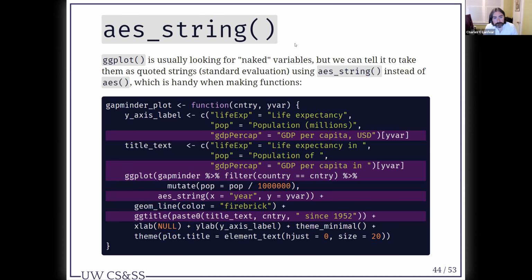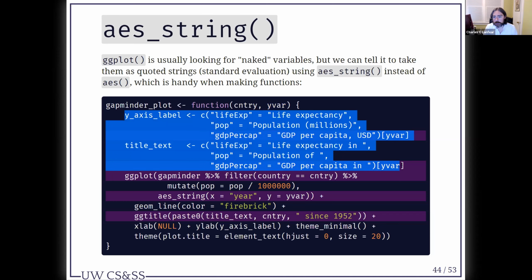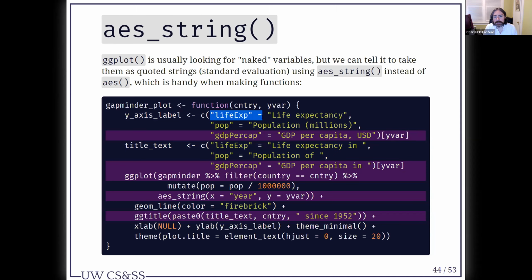Here's an example. So our complete gapminder plot function is going to look like this. I'm going to assign to gapminder plot a function which takes just two arguments, the country we want to plot and the y variable we want to plot in that country. Then I have that lookup table I showed you before. I have life exp equals life expectancy, pop equals population in millions, and so on.